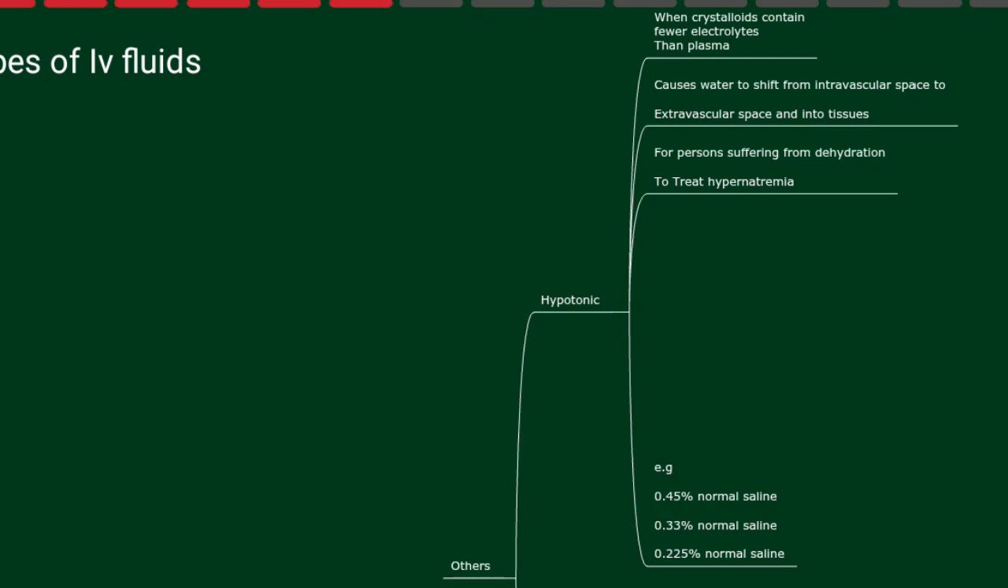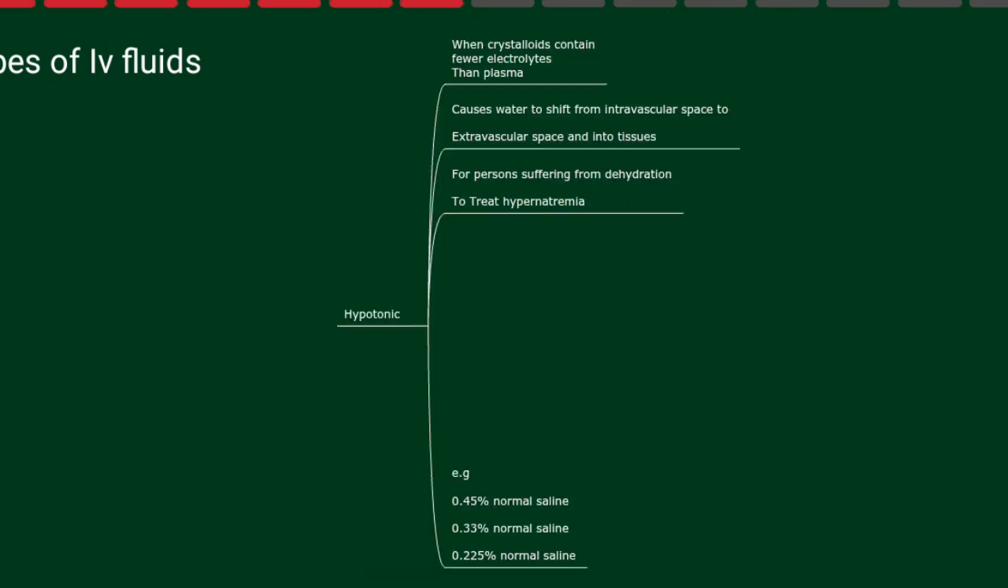Other types of the crystalloid that we have, the hypotonic crystalloid. What is a hypotonic crystalloid? It is when the crystalloid contains fewer electrolytes than the plasma, and in this case, it causes water to shift from intravascular space to extravascular space and tissues. It is used for persons suffering from dehydration and also to treat hypernatremia.